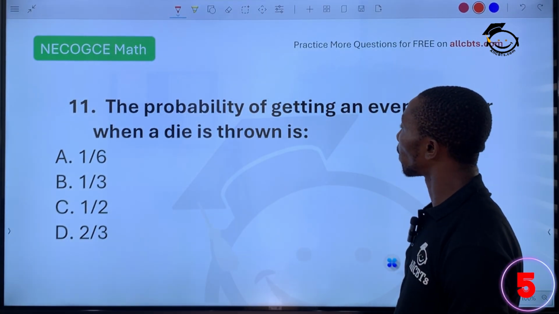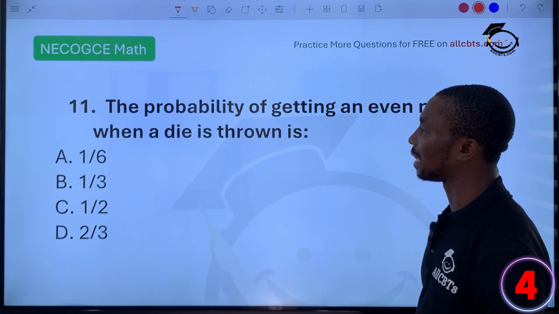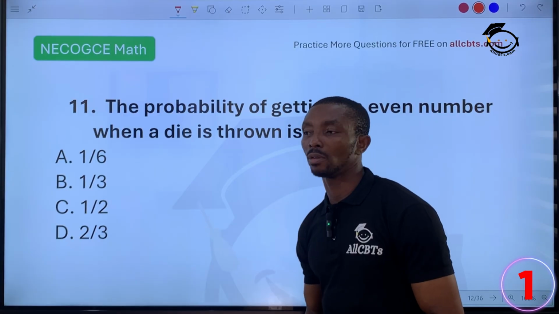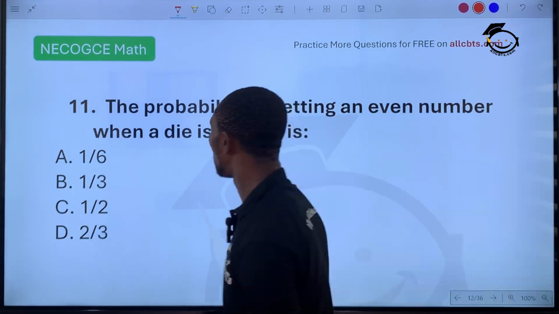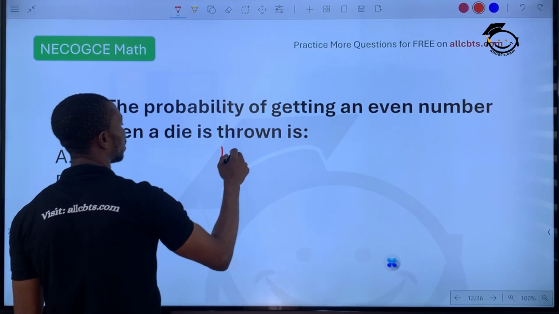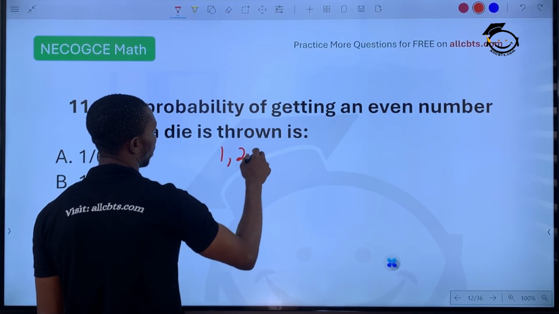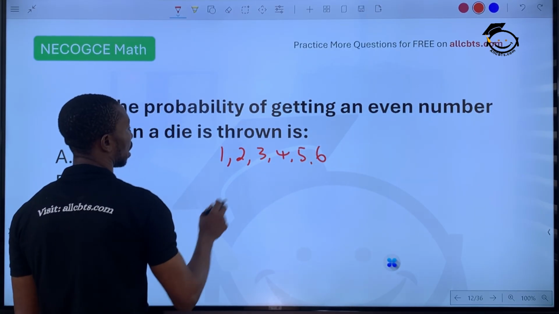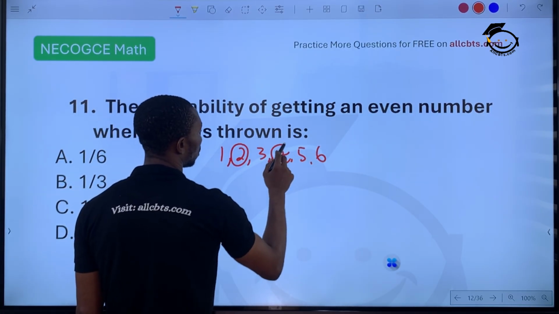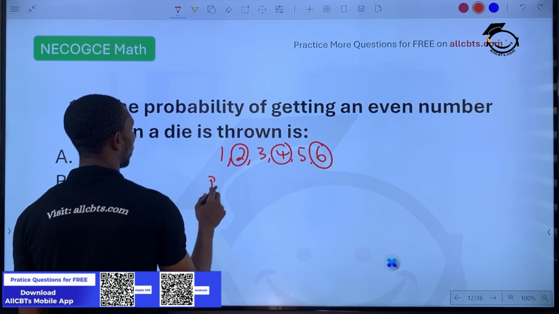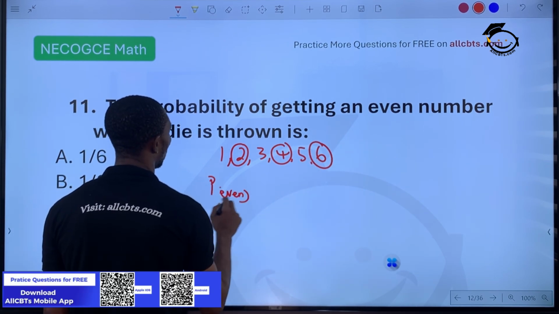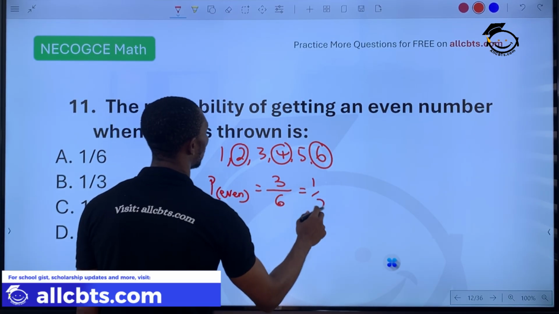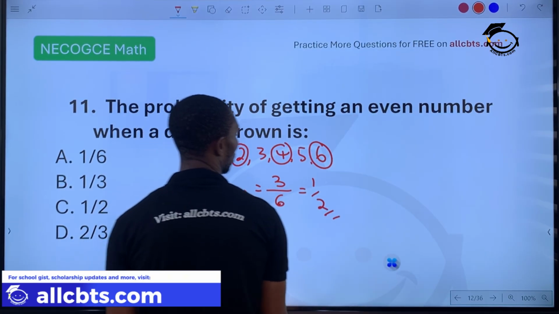The probability of getting an even number when a die is thrown is, now what is the probability of getting an even number? Now let's look at our numbers. A die is equiprobable. It has the same probability for all numbers to occur. Now how many even numbers do we have? 1, 2, 3. So probability of even is 3 over total number 6, which is 1 over 2. So the probability is 1 over 2.